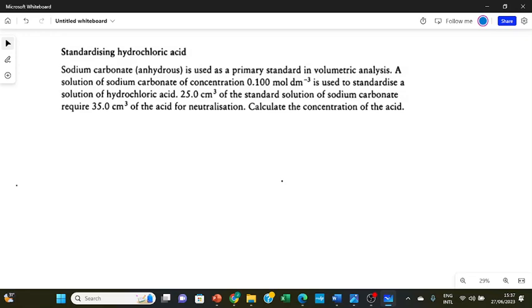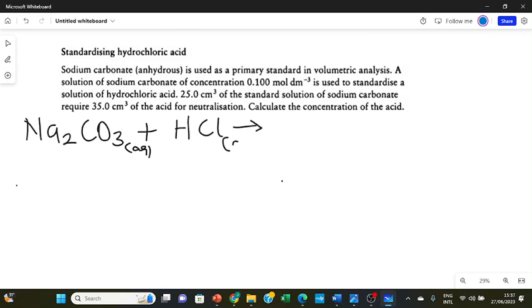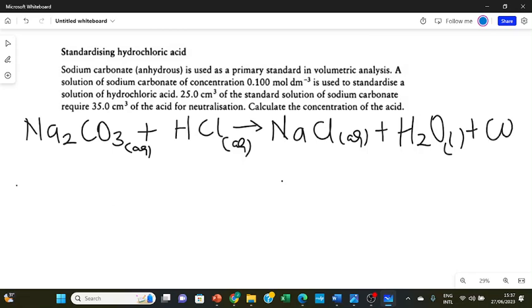So the first thing for you to do is to write down the equation. You have to know how to write down the equation. So let's write down the equation. So it's between what? Sodium carbonate and what? Hydrochloric acid. So the standard solution of sodium carbonate, which is Na2CO3, reacts with hydrochloric acid. So you are going to form sodium carbonate aqueous, react with aqueous hydrochloric acid. So you have sodium chloride aqueous plus water, liquid plus what? Carbon dioxide gas.